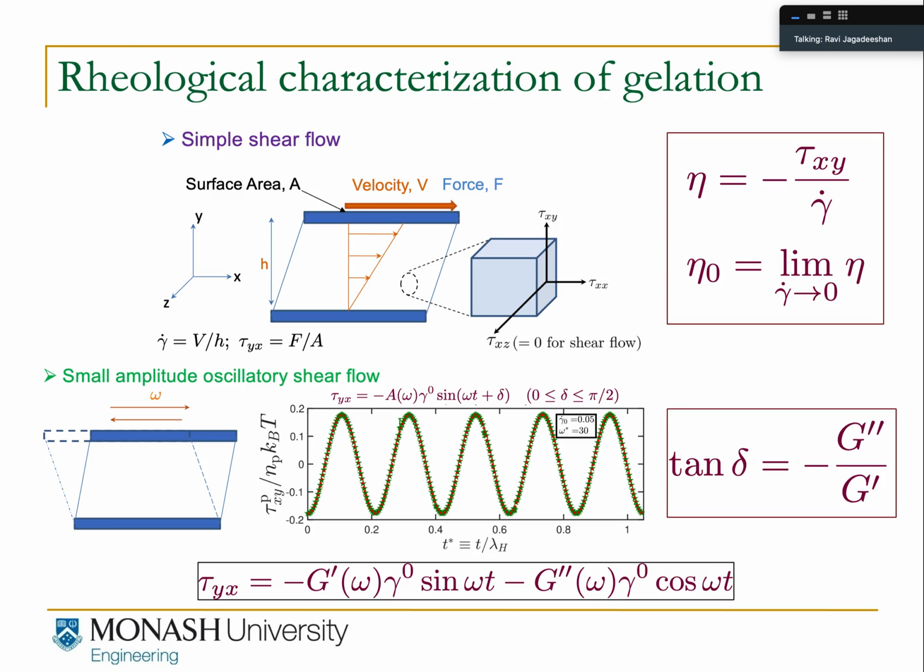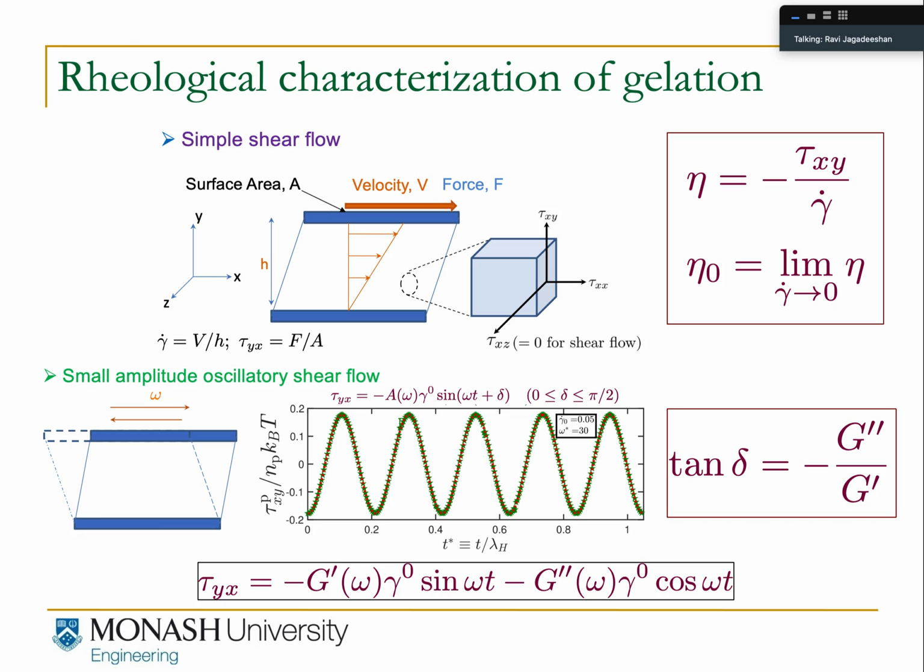Now, in general, gelation is characterized typically by linear viscoelastic rheological measurement. So one could do a simple shear flow and measure the viscosity in the limit of zero shear rate, or one could do small amplitude oscillatory shear flow and measure the storage and loss moduli G prime and G double prime and their ratio tan delta. And the reason this is done is these functions show a characteristic behavior at the onset of gelation. And in fact, there seem to be two broad classes of behavior one can observe.